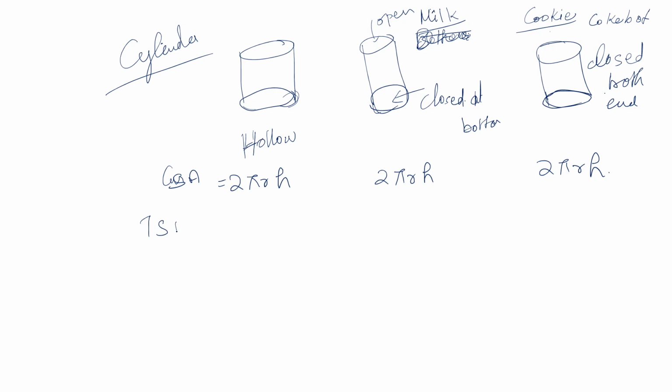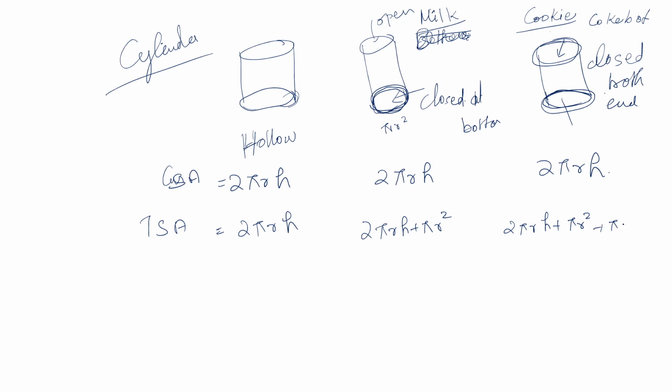And then what is the total surface area? For the total surface area, here it is hollow, so this will also be the same. Here it is closed at one end. One end closed means it is a circle. So what is the area of the circle? Pi r square. So the TSA will become 2 pi r h plus pi r square. This is closed at both the ends, so 1 pi r square here and another 1 pi r square here. Both are circles, right? So this will become 2 pi r h plus pi r square for the top and pi r square for the bottom. So this will become 2 pi r h plus 2 pi r square.